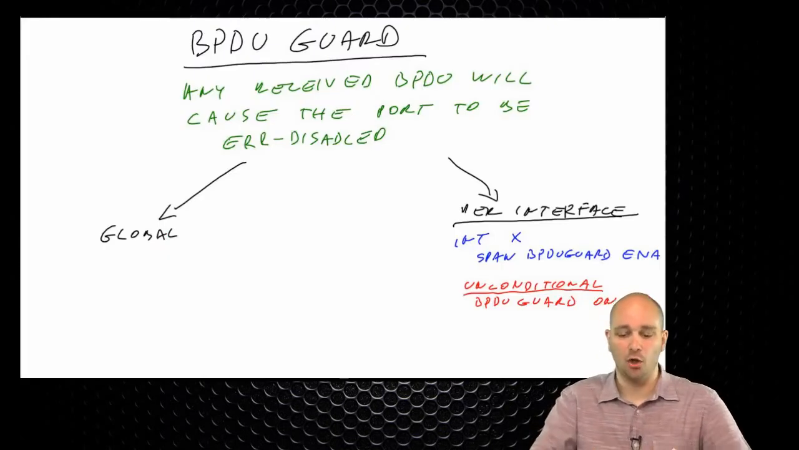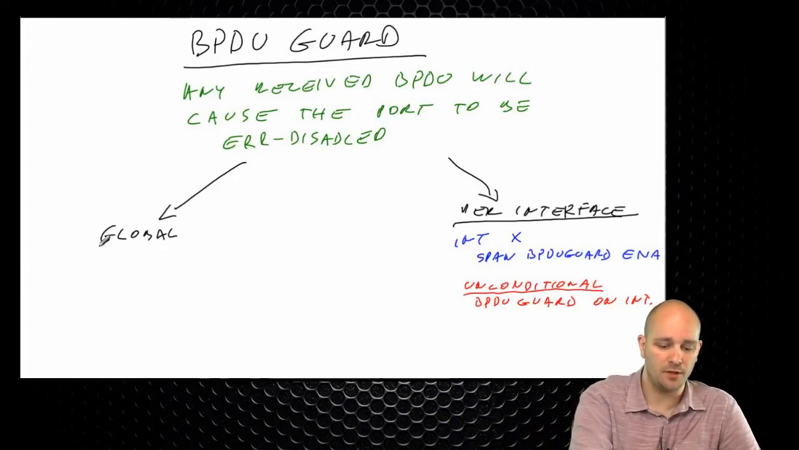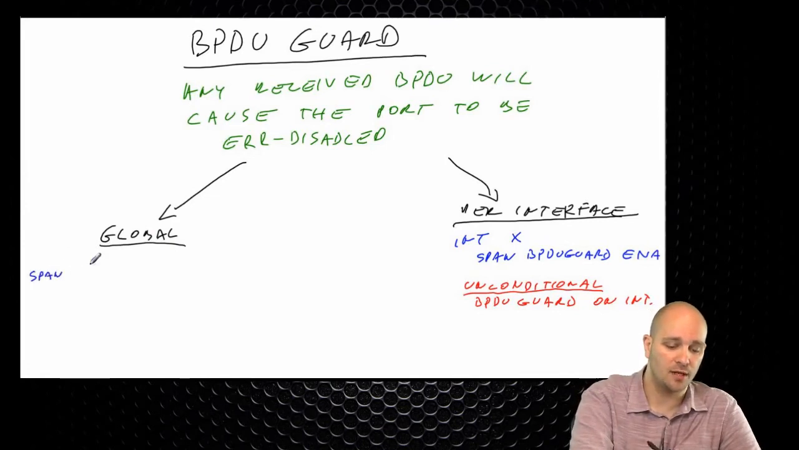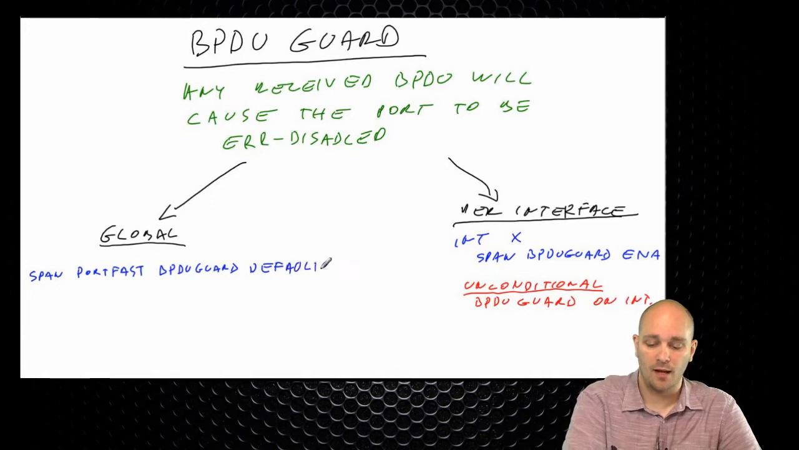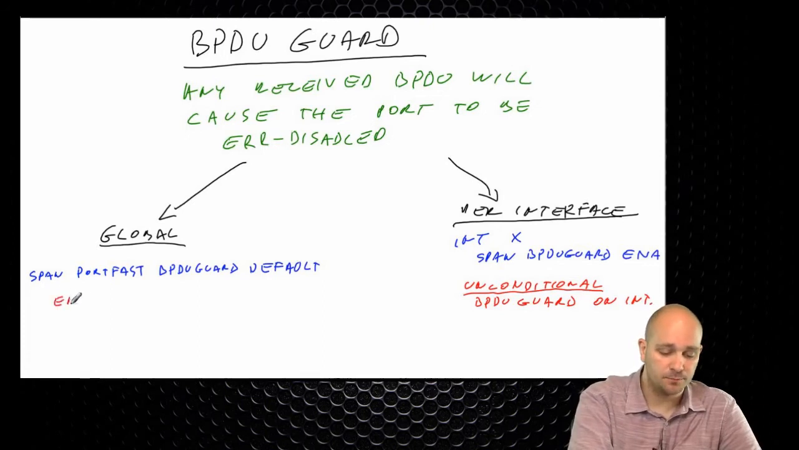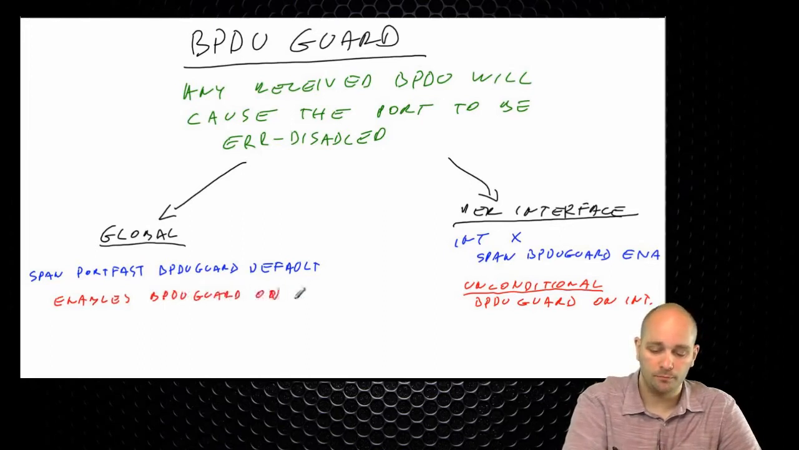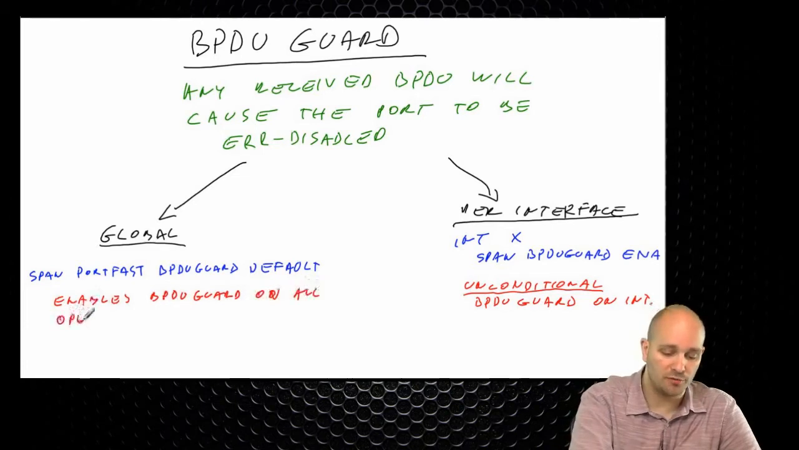Now let's take a look at the globally configured BPDU guard. The configuration for that is in the global configuration mode: spanning tree Portfast bpduguard default. Now, what this does is that it enables BPDU guard on all operational Portfast ports.